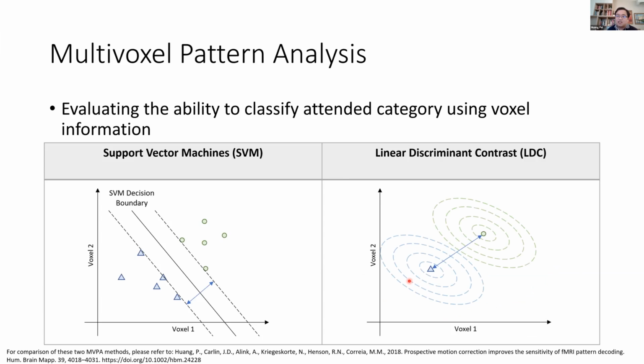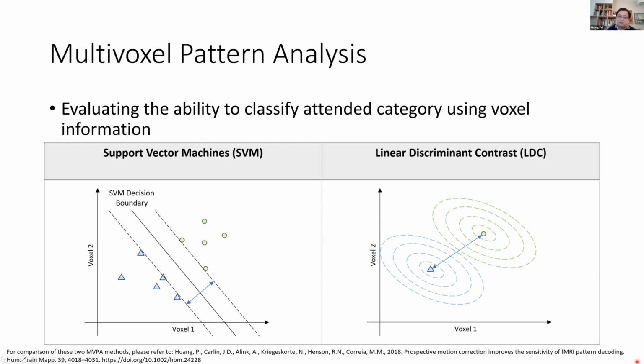And lastly, the last class of correction methods is the MVPA methods, where we evaluate the ability of the classifier to classify the attended category using voxel information. So this approach similarly relies on the observation that both noise and the signal of interest scale with superficial bias. And here we evaluated two methods: a classical support vector machine, SVM, and a linear discriminant contrast method. So these two diagrams illustrate the differences between the two methods. This is a simple two voxel example. And if you're interested in reading more about the comparison between the two methods, we have a paper linked below that goes over it.